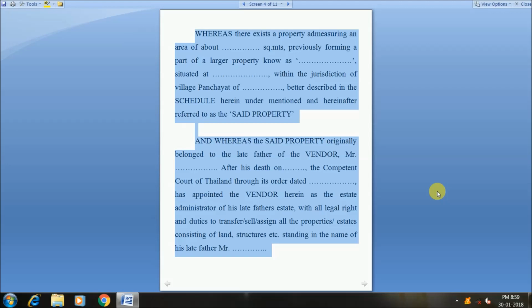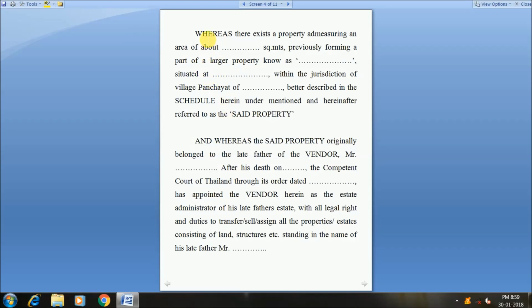So in a recital, as I pointed out, you explain the story as to how the vendor became the owner of the property and how the purchaser came to meet the vendor and how the transaction was struck. So this is essentially a recital, and this is how it is always drafted. It always starts with "whereas there exists a property admeasuring an area of about so and so", and in the latter paragraphs it is always "and whereas". That is, it is sort of a continuation of this whereas, except that this is a separate paragraph. So you have to keep on adding "and whereas" to all subsequent paragraphs.